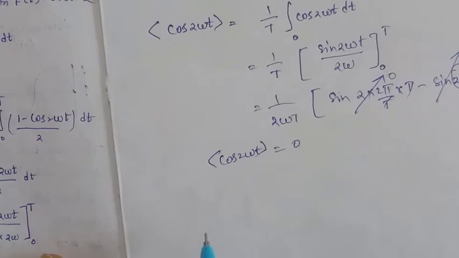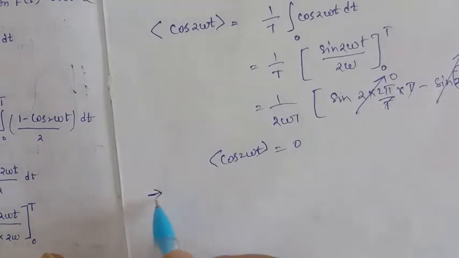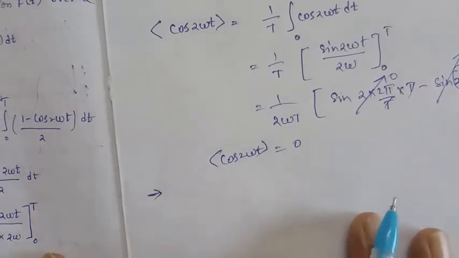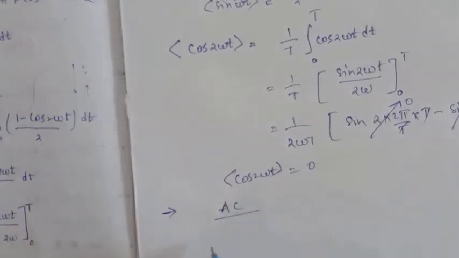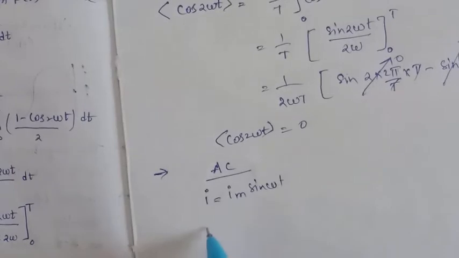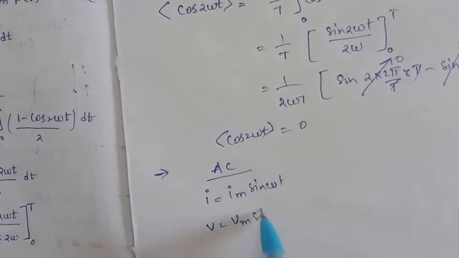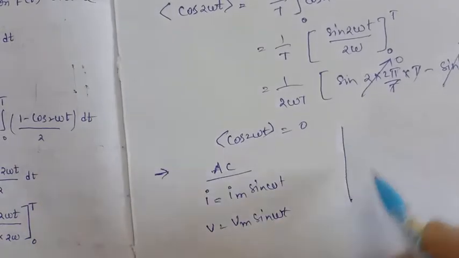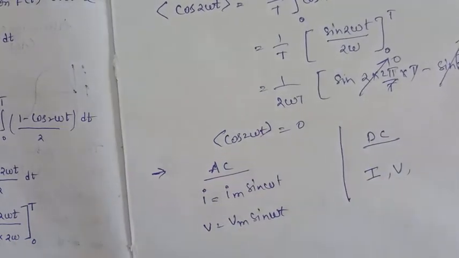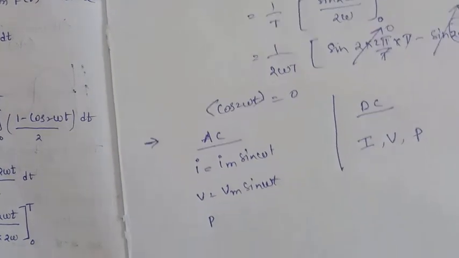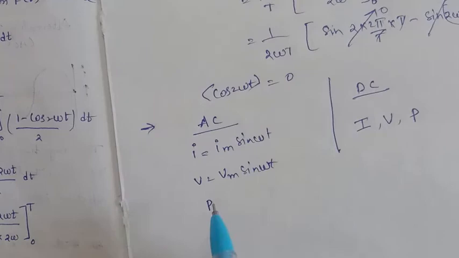And also we can use the formula. In case of alternating current, we take the current as small i, that is equal to Im sine omega t, and V is equal to Vm sine omega t. How to use? In case of direct current, we use the terms capital I and capital V. In case of power, capital P. Here it is the power P.